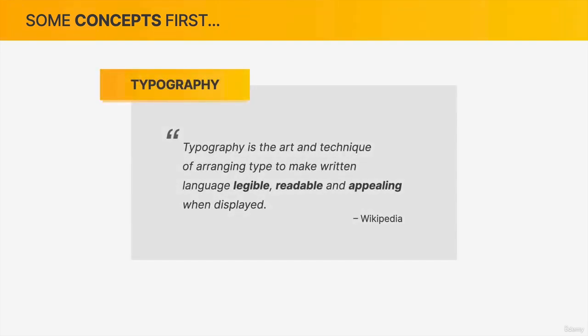So according to Wikipedia, typography is the art and technique of arranging type to make written language legible, readable, and also appealing when applied. Or in other words, typography is all about making text beautiful and easy to read. Next, we need to talk about serif and sans serif typefaces. And I already used these terms a little bit before, so serif and sans serif, but now it's time to finally learn what they actually mean.